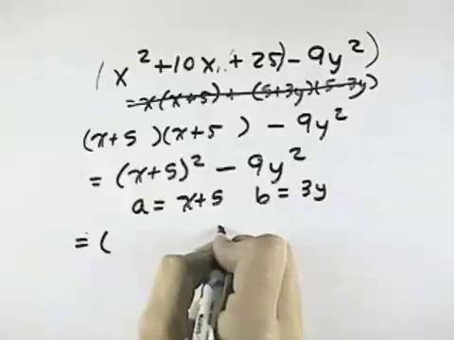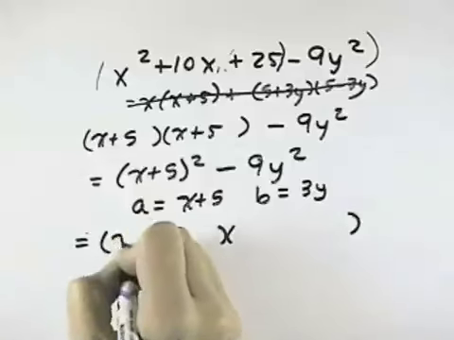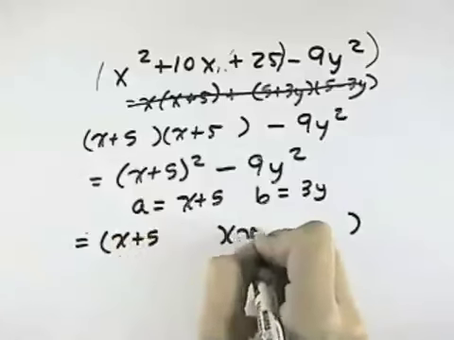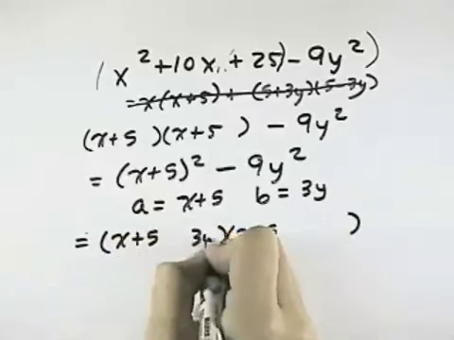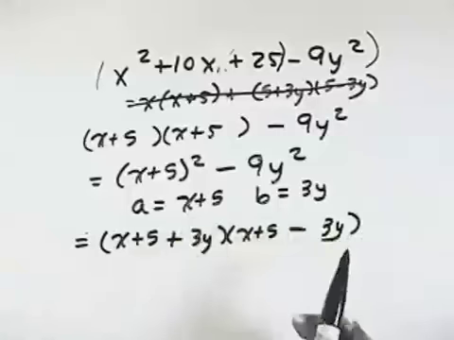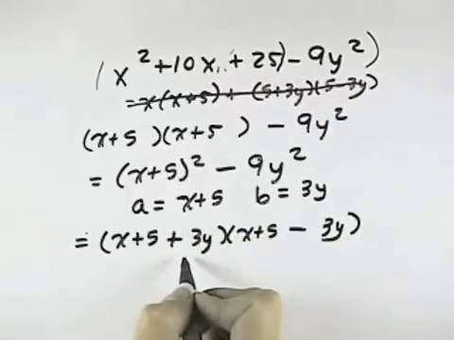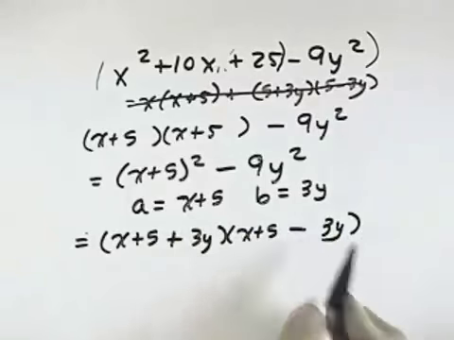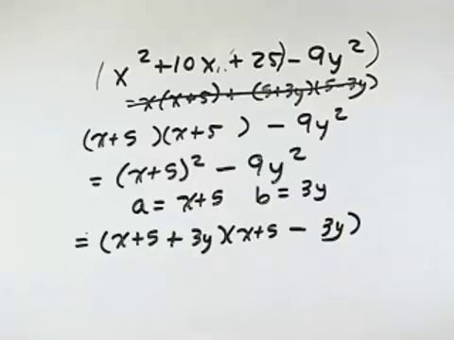So that allows us to factor it into the sum and difference of, we put a first, and then the b, and so we have the sum and difference of the square roots, which gives us x plus 5 plus 3y times x plus 5 minus 3y. Neither of those can be broken down further, so that's the completely factored form.